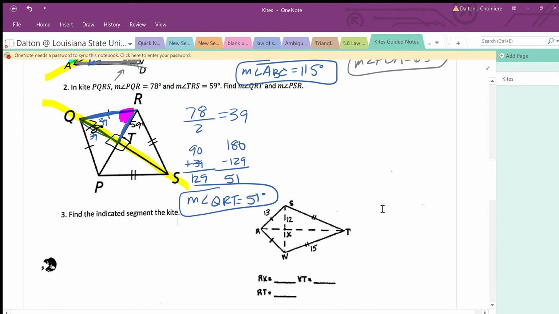Okay, next, the measure of angle PSR. So let me figure out where that angle is.